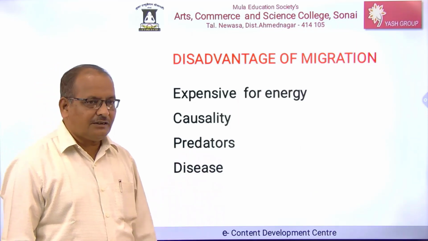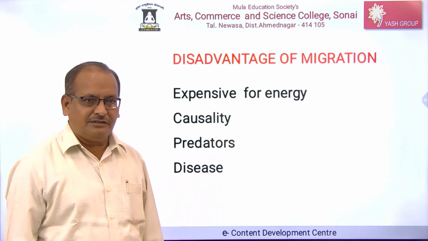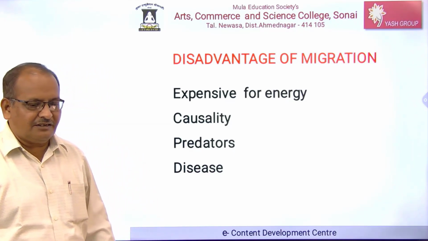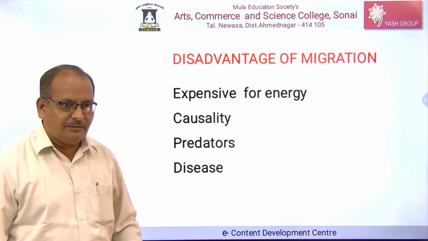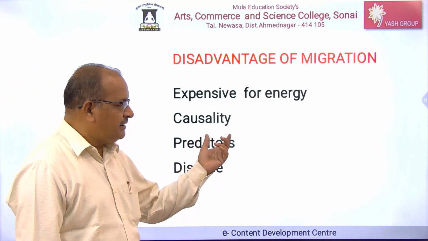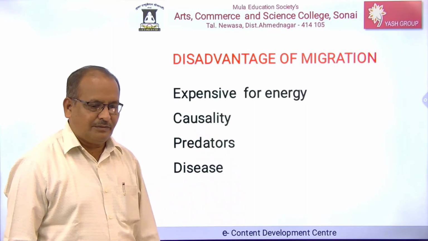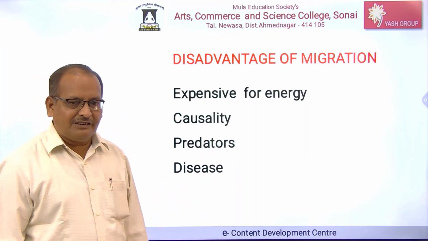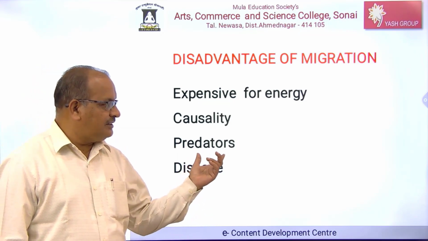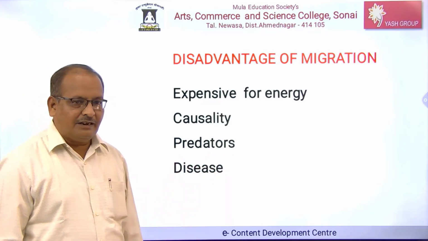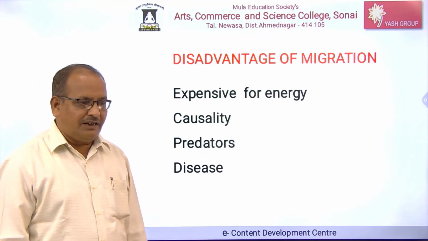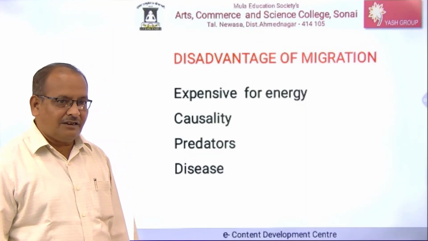You see, there are mainly four disadvantages of migration. It is expensive in terms of energy; it requires a large amount of energy. It also causes casualties, that is, the death of birds occurs during migration. Predators: many times predators use these birds as prey. And the last one is a number of diseases which vary from one area to another.